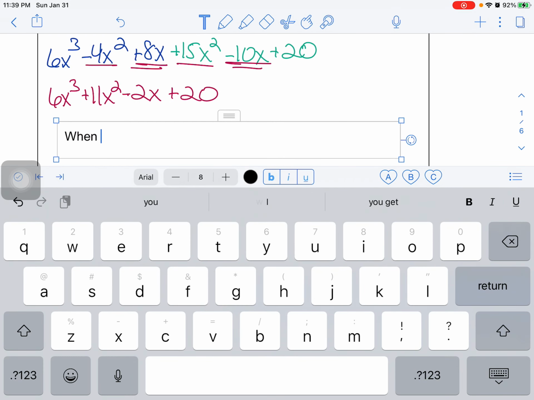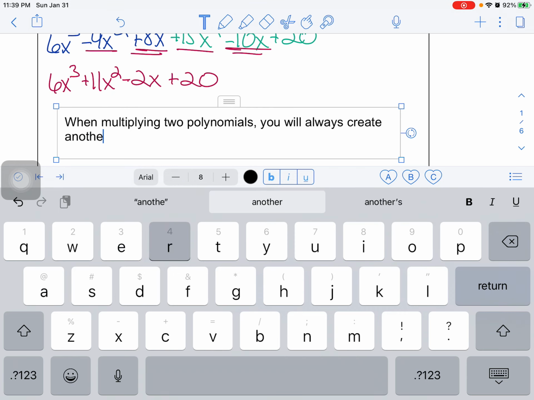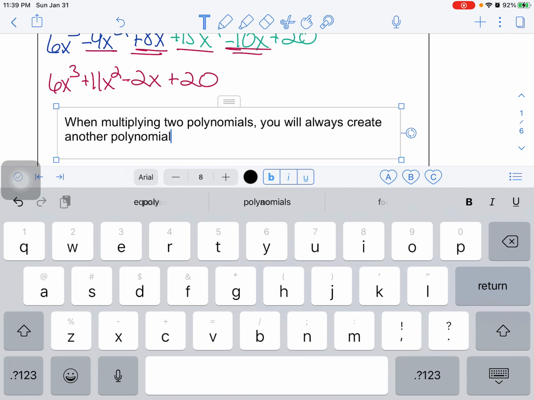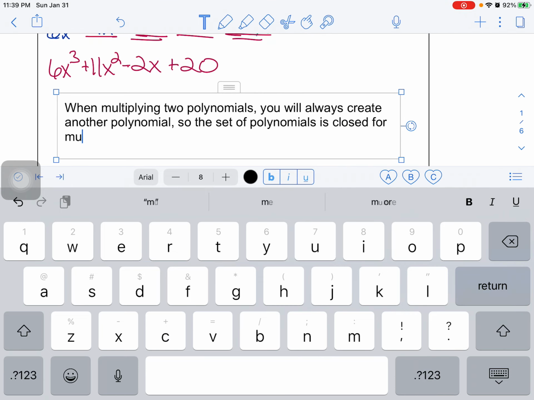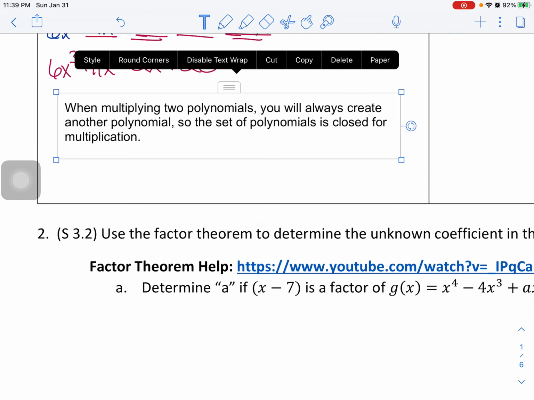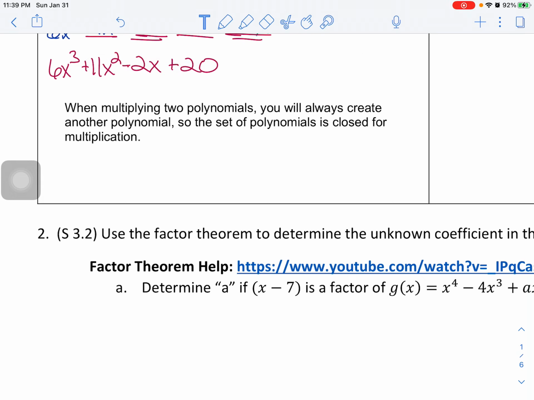All right, when multiplying two polynomials, you will always create another polynomial. So the set of polynomials is closed for multiplication. All right. So yeah, it won't matter. We've always done multiplication with polynomials and created more polynomials.